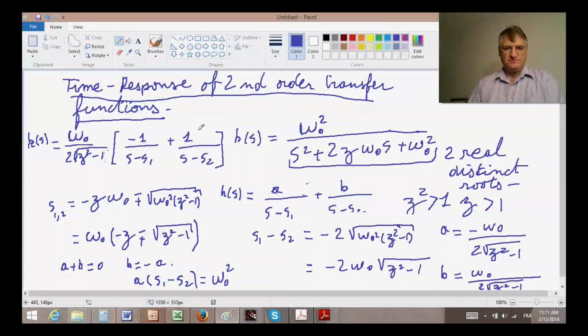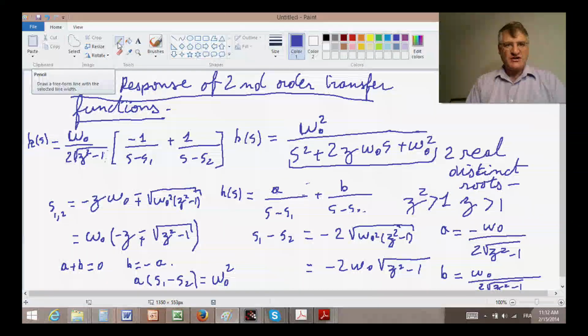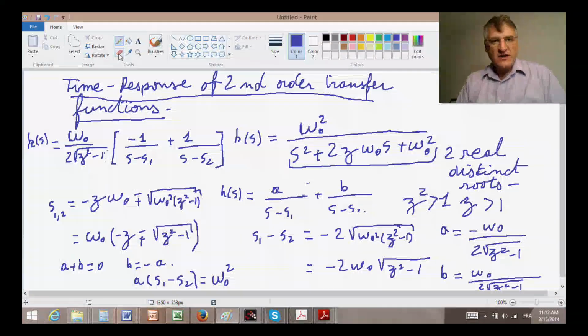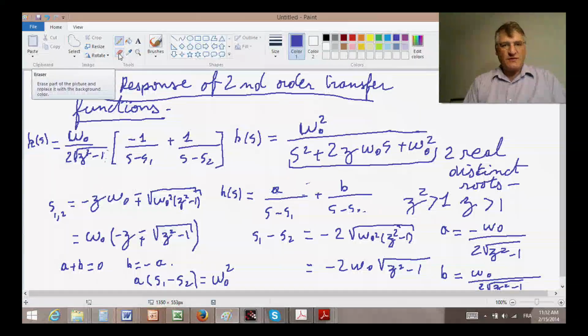Now, we can analyze these two things and see what happens with them. For example, we are possibly interested in the impulse response of H. We know that the impulse response of H will look like something like this.